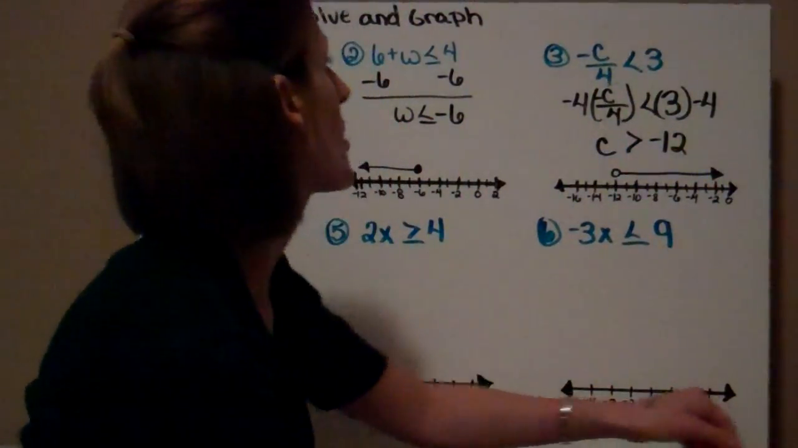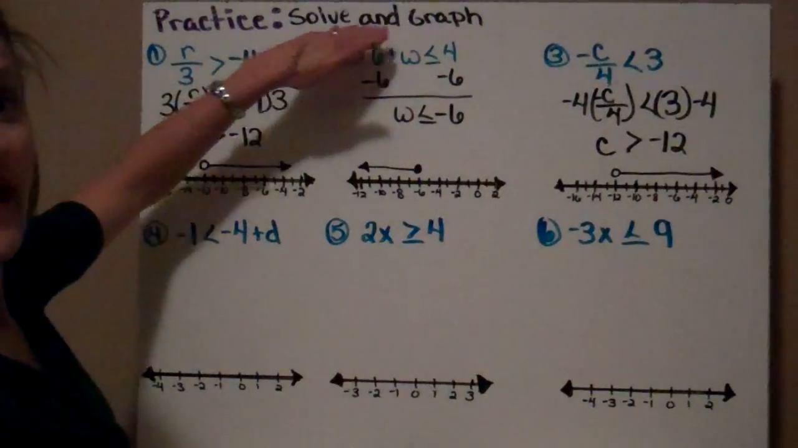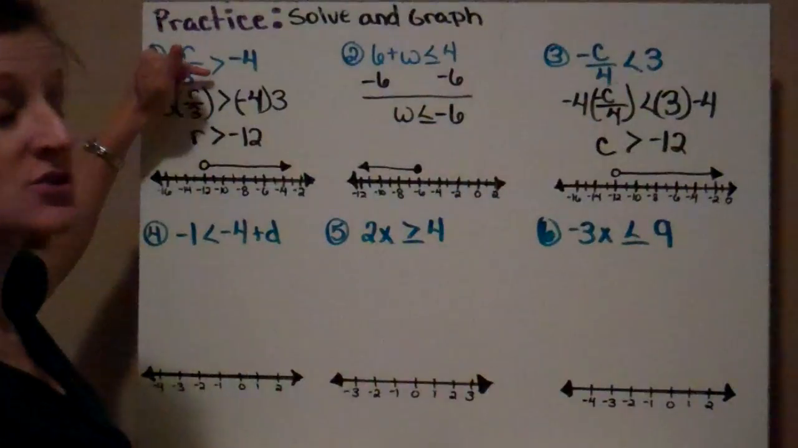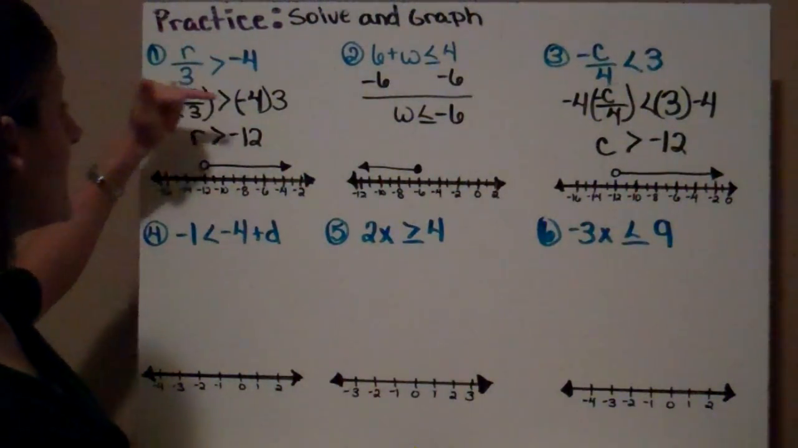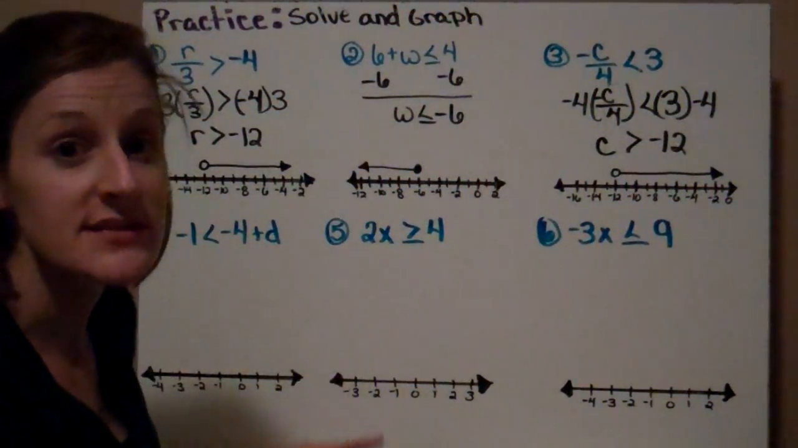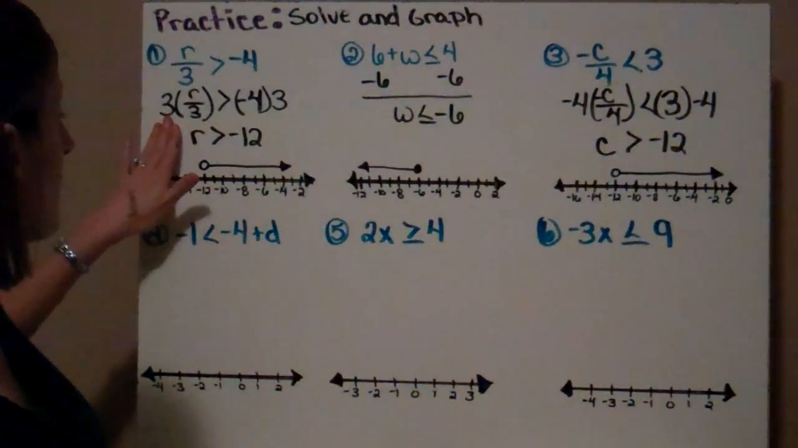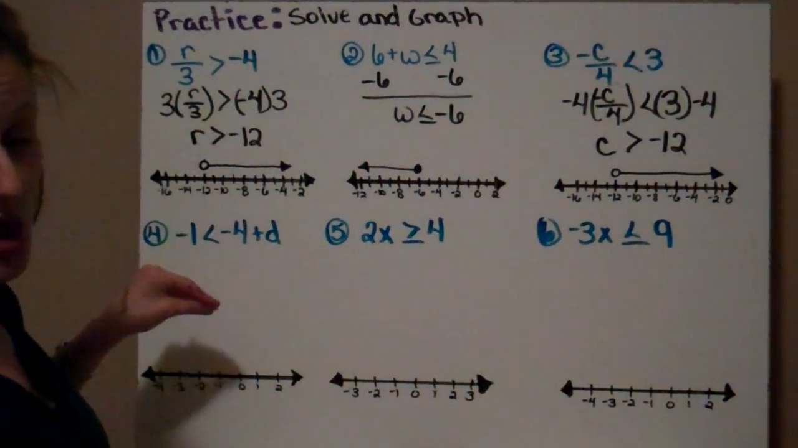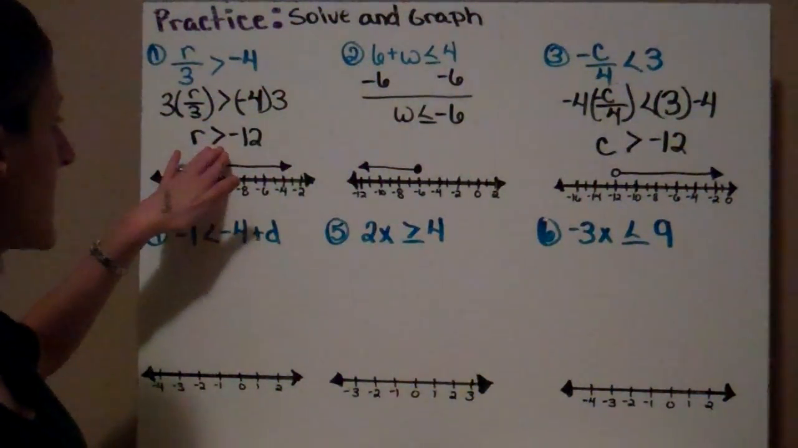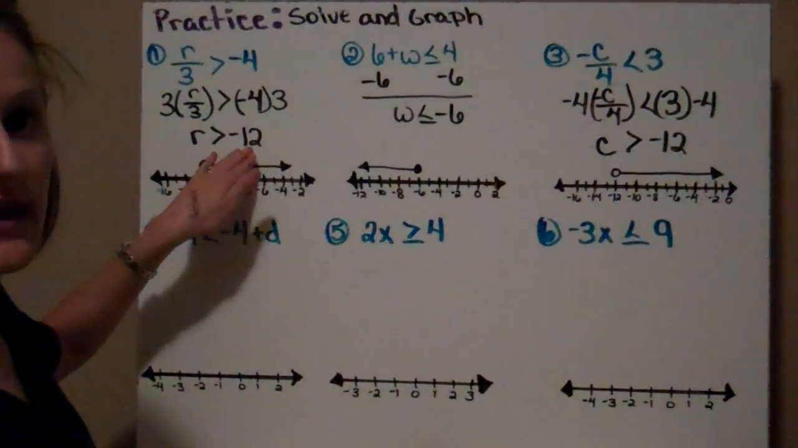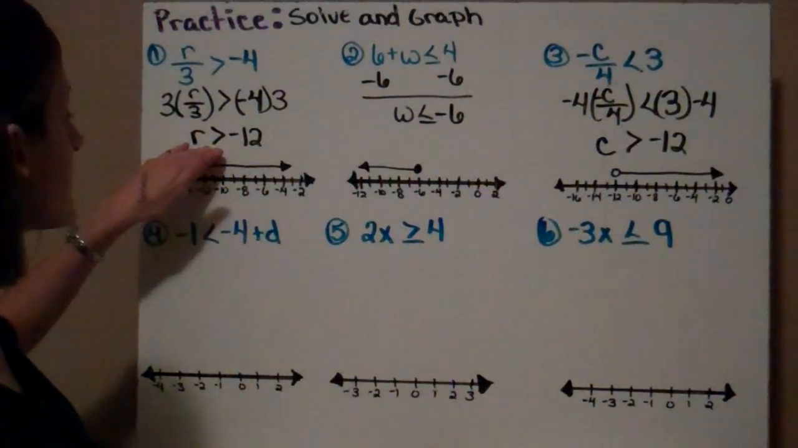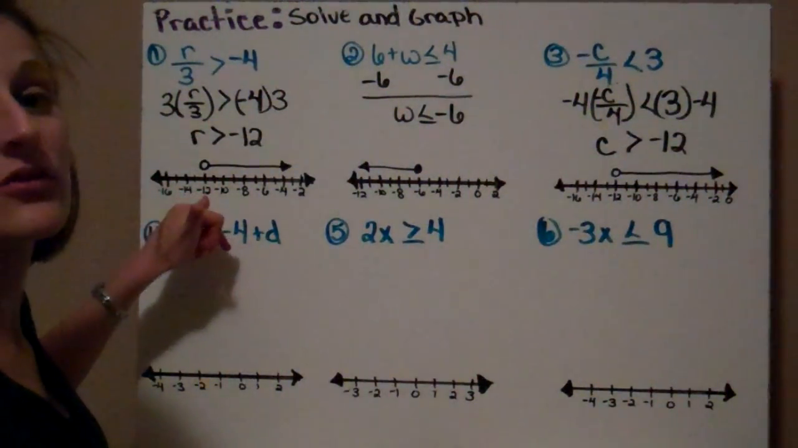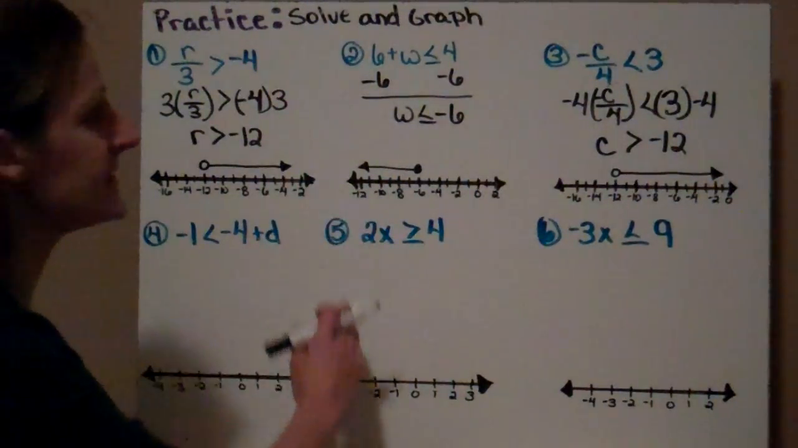Alright, so let's look at some practice. We need to solve and graph these inequalities. This first one, r divided by 3 is greater than negative 4. I'm going to multiply each side by 3. Notice, I do not flip the sign because the number I'm moving this 3 to is a positive number. It's not negative. So the sign stays the same, and I have r is greater than negative 12. This is a greater than sign, no equal to, so it's an open circle on negative 12, and r is greater than, so we're drawing our arrow to the right.